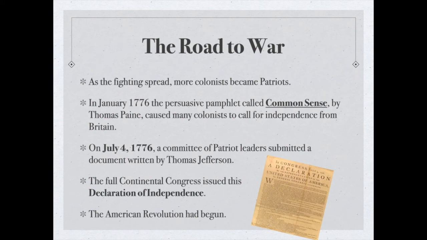As the fighting spread, more colonists became patriots. In January 1776, the persuasive pamphlet called Common Sense by Thomas Paine caused many colonists to call for independence from Britain. On July 4th, 1776, a committee of Patriot leaders submitted a document written by Thomas Jefferson. The full Continental Congress issued this Declaration of Independence. The American Revolution had begun.